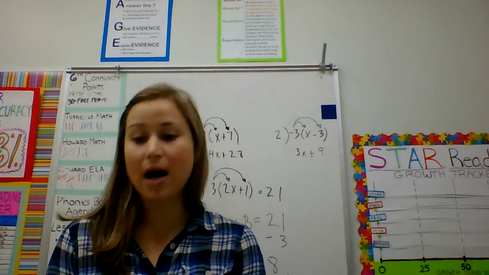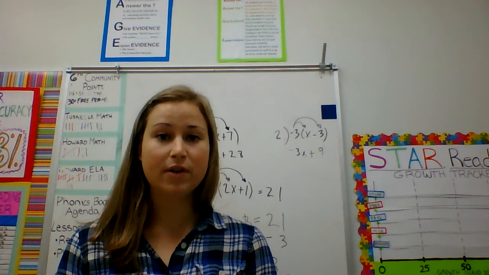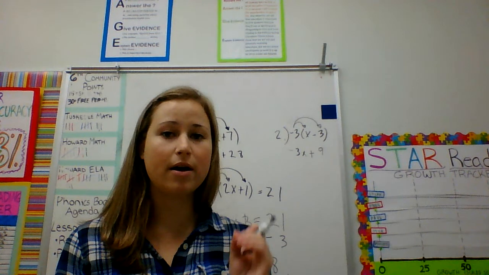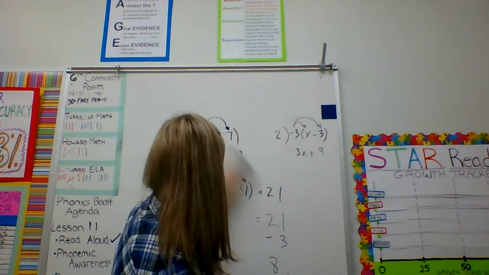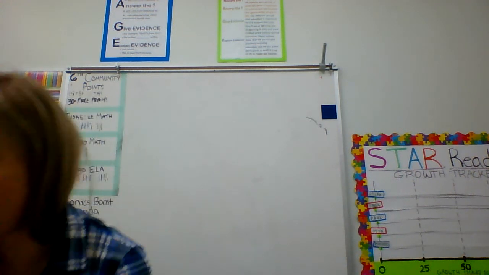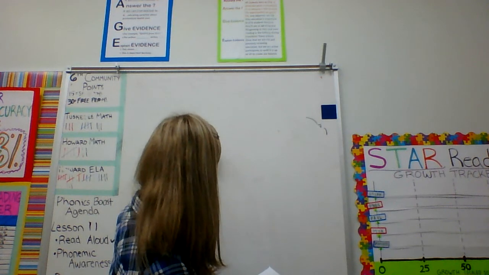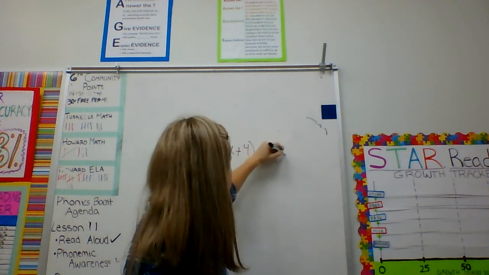So now go ahead and pause the video. You're going to do number 4 by yourself. When you have finished it, press play, and then you'll check your answer with mine. We'll do it together. Cool. All right, so example number 4. We've got 2 times x plus 4 is equal to 12.